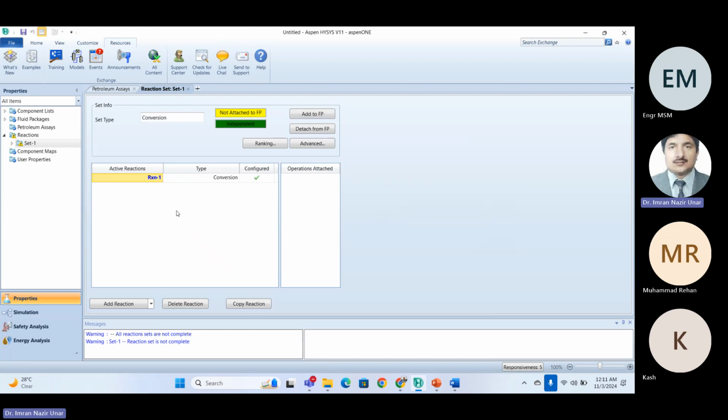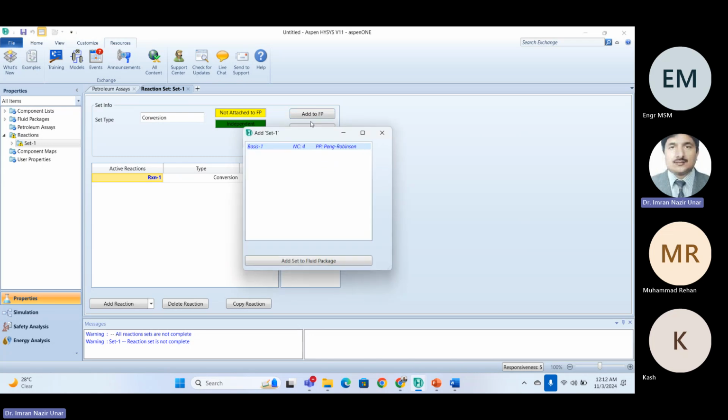I'm closing this, and you will find that configure is okay. Now we have another last thing, because still you are watching some text that it is not appropriately defined yet. Now what is the last remaining thing is that whatsoever you have defined, you have to add with your fluid package. It says that not attached to fluid package.